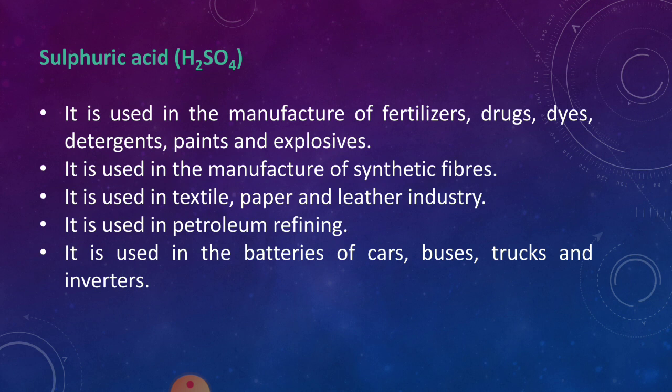They are a very good source of phosphate, phosphorus. Okay, so sulfuric acid is used in the production of fertilizers. Now you understood: from sulfuric acid, phosphoric acid is formed, and then from phosphoric acid, phosphate fertilizers are formed. Then sulfuric acid is used in the production of drugs, meaning medicines, dyes, meaning colors, then detergents, paints, and explosives also.